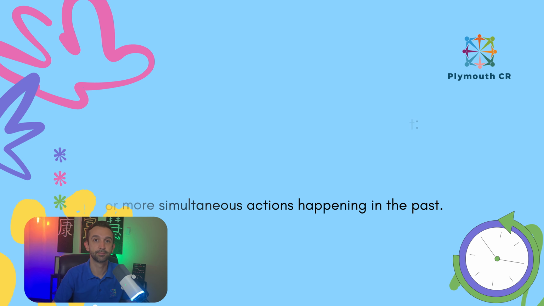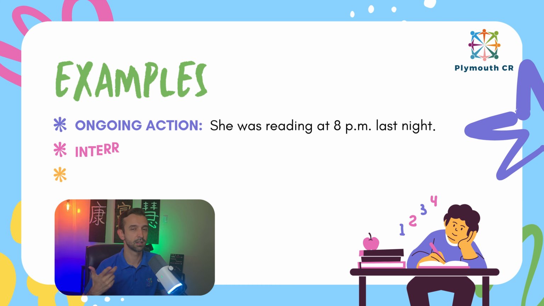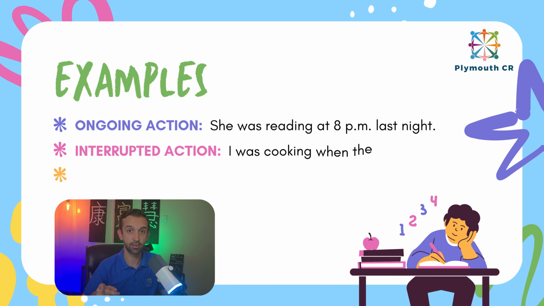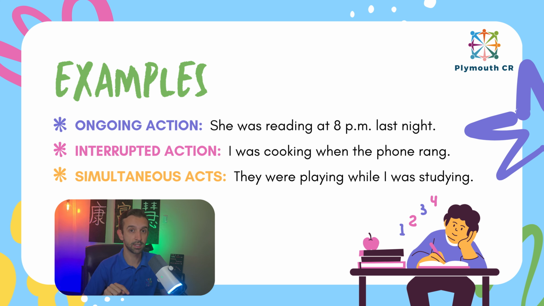Let's go and see. For example, ongoing action: She was reading at 8 p.m. last night. How do you translate this into Spanish? Think about it. Interrupted action: I was cooking when the phone rang. Also, try to think about this sentence in Spanish. What would it be? Then third will be simultaneous actions: They were playing while I was studying. So again, try to think about it. How would you translate these sentences into Spanish? And write them down. And then you can bring them to class and we can double check.